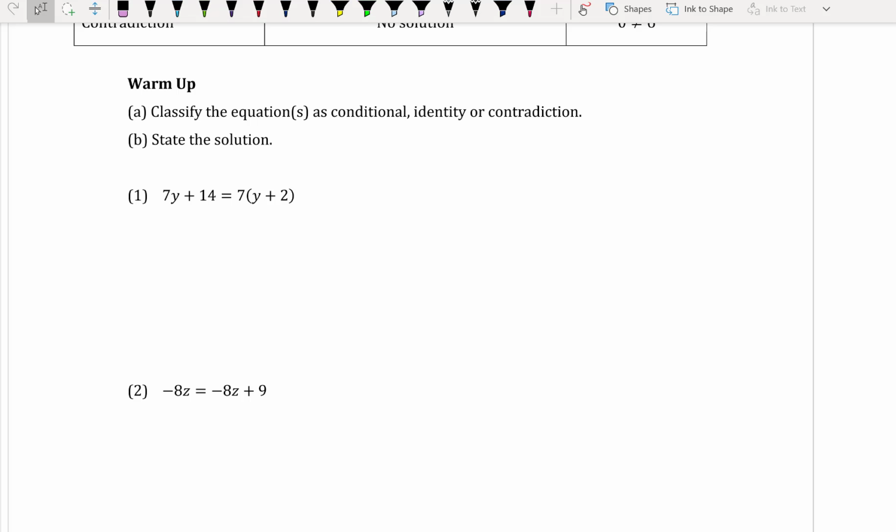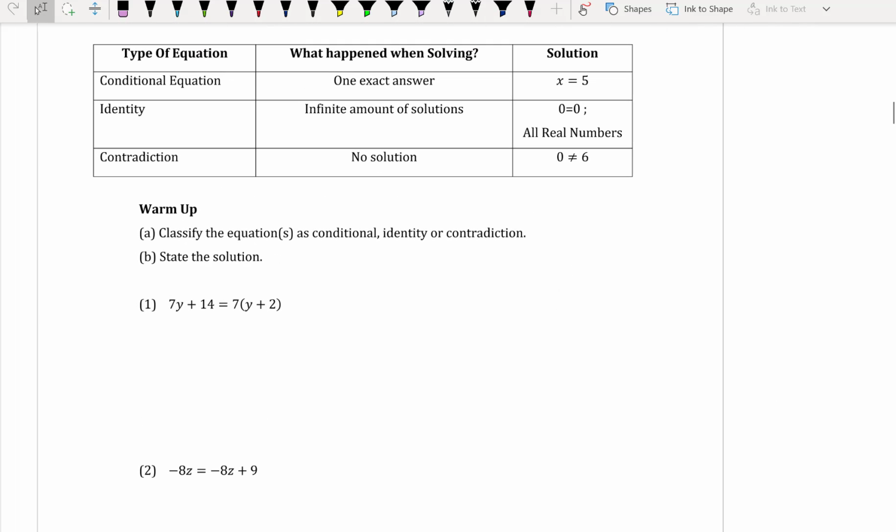For number 1, classify the equation as conditional, identity, or contradiction. And we want to state the solution. To solve this, I'm going to have to distribute that 7 into everything. So I have 7y plus 14 is equal to 7 times y, which is 7y, 7 times 2, which is a 14. So you can see here that each side is equal to each other.